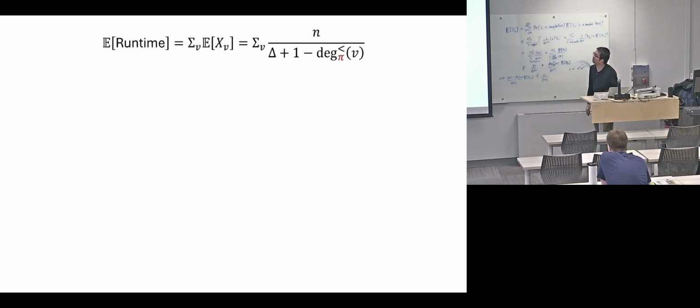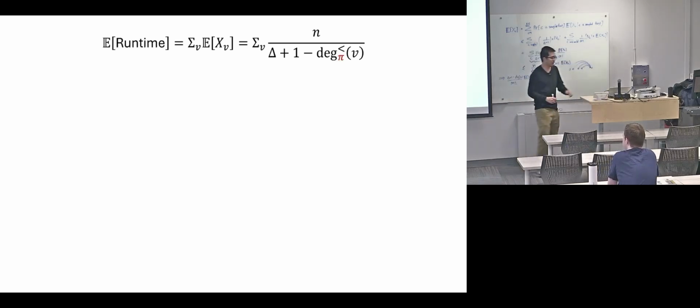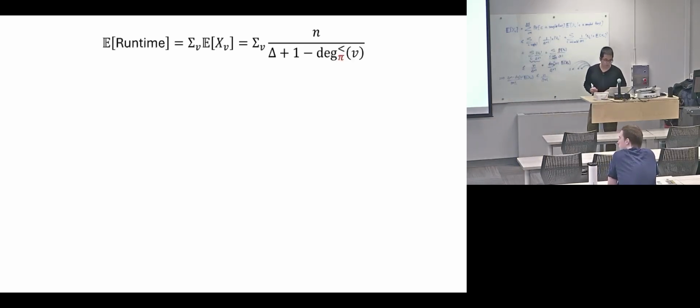So now, given that we have analyzed the expectation of XV, the time that we spend on V, we now know the expected runtime is just the sum of this, which is like this.